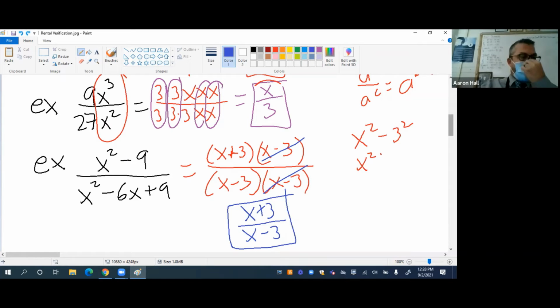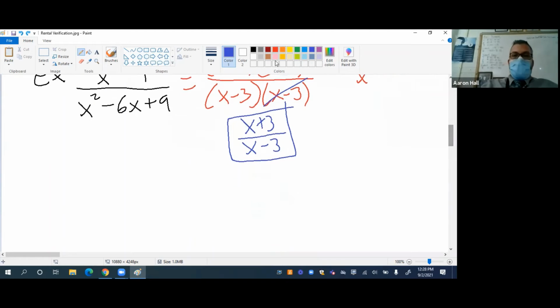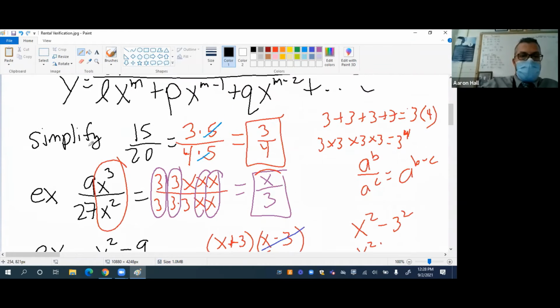I think the next problem we will have to do something. Well, here's my example. So what was that? That was simplifying, right? Simplifying.